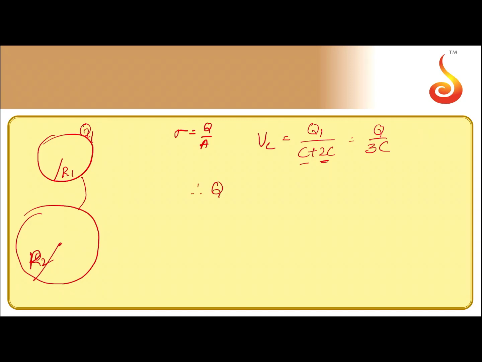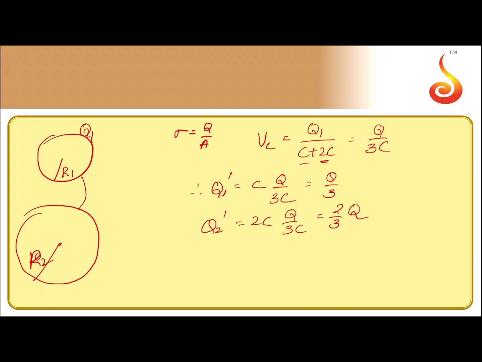Therefore, the final charges are Q1 dash is equal to common potential into its capacitance. So C into Q divided by 3C, that is nothing but Q by 3. Final charge on the second is its capacitance into common potential, that is nothing but 2 by 3 Q.